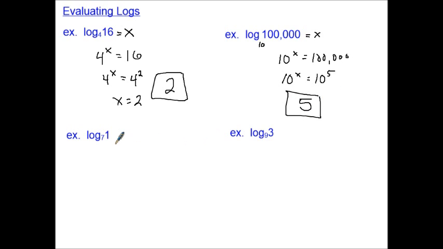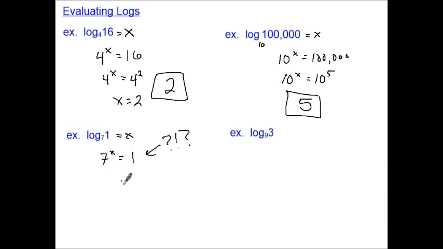Alright, moving on to this next one, log base 7 of 1. Now that one might seem a little weird, so let's take a look at this one using the x again. Hopefully you already know the answer, but in case not, here it is. We got 7 to the x equals 1. Now you might be thinking, huh? I don't know what's going on there. Life doesn't make sense anymore.